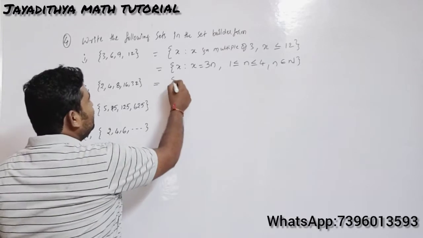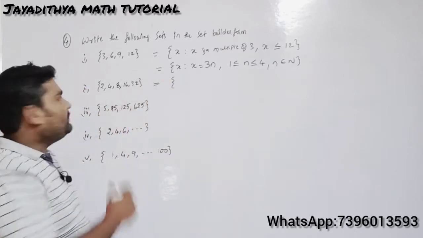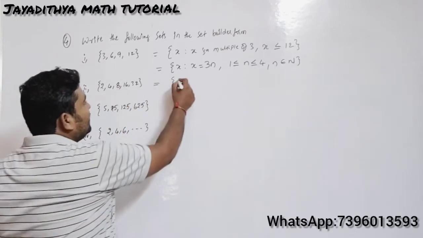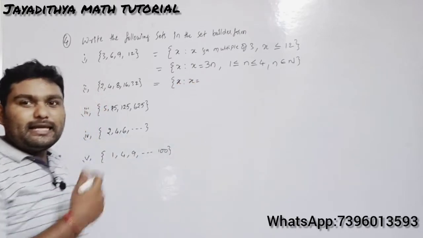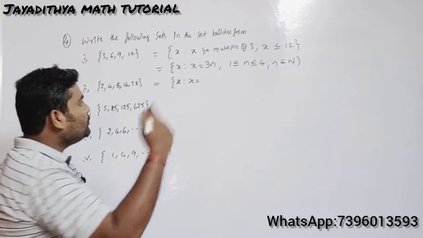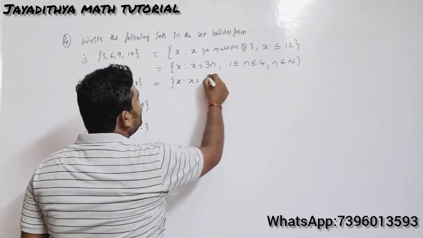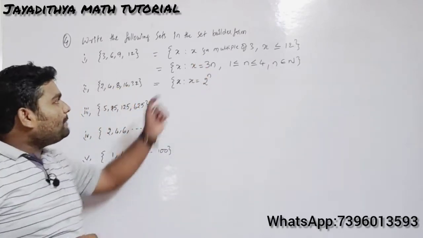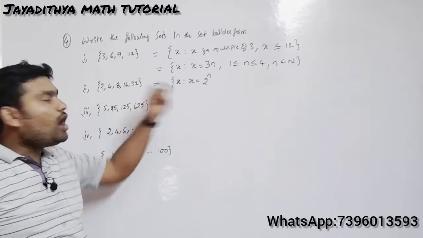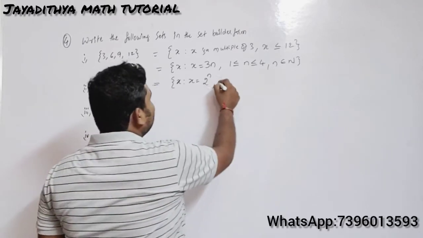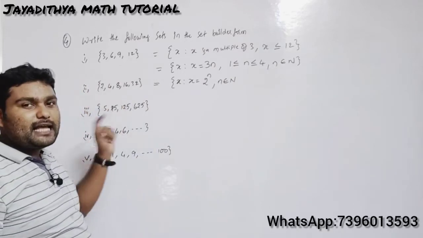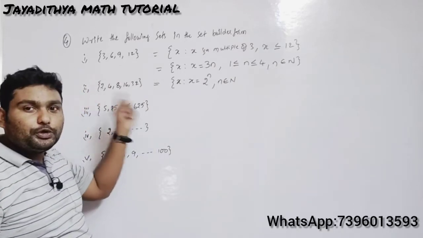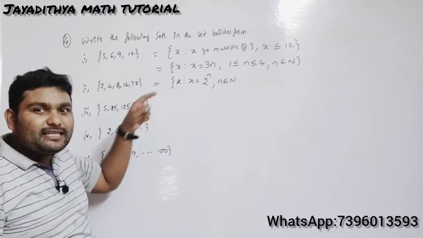So how to write this one? Assign a variable for the given elements. I am taking x such that x is in the form of 2 power something. So I am mentioning here 2 power n, giving the variable for the power. How must n be? n must belong to natural numbers. Why? Because here this is 2 power 1, 1 is a natural number; 2 power 2, 2 is a natural number; 2 power 3, 3 is a natural number.